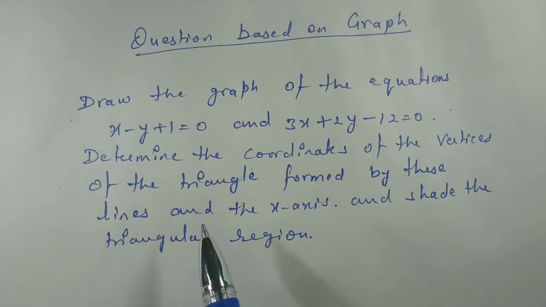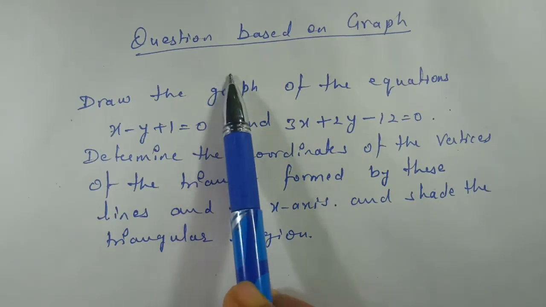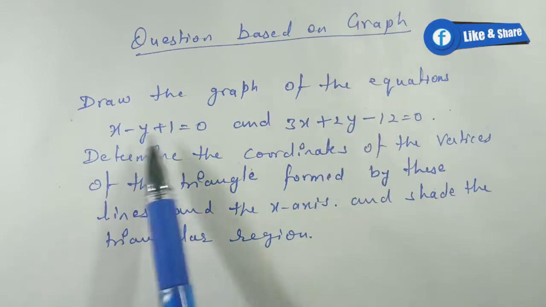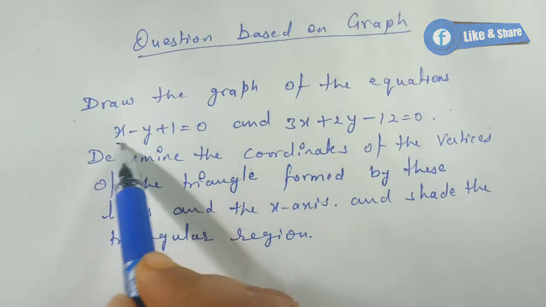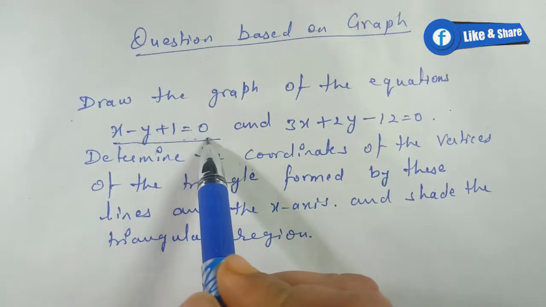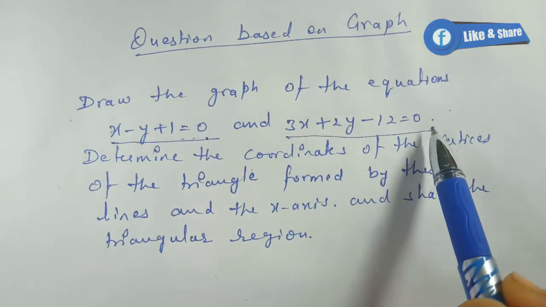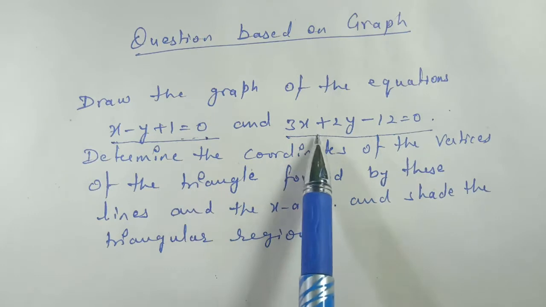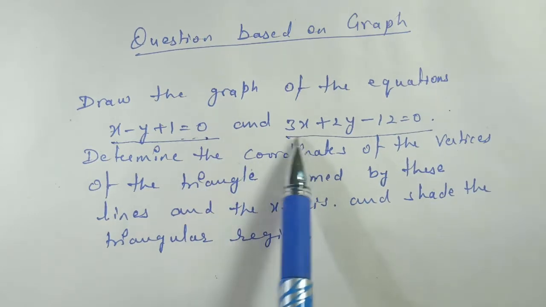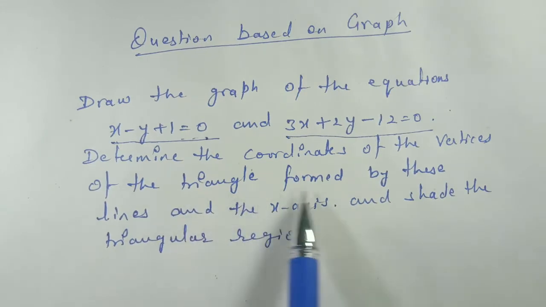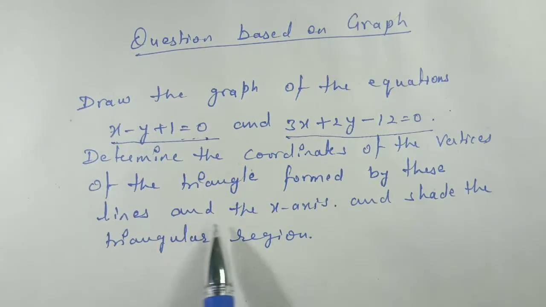Students, today we're going to start the question based on graphs. So here is the question: draw the graph of the equations. Two equations are given. Number one is x minus y plus 1 is equal to 0, and the other is 2x plus 2y minus 12 is equal to 0. Both the equations are linear equations in two variables. Determine the coordinates of the vertices of the triangle formed by these lines and the x-axis and shade the triangular region.